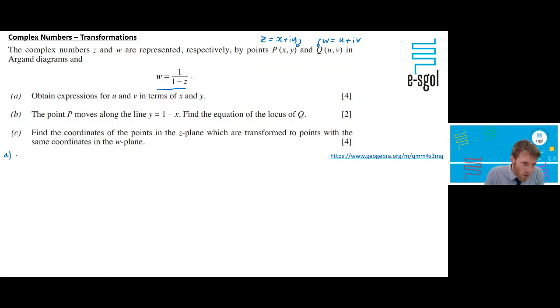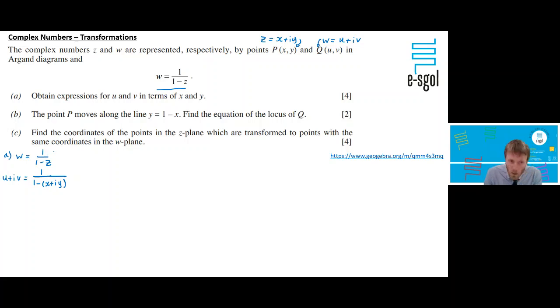So I'll just copy the equation down. w equals 1 over 1 minus z. And I've just written down what w and z are at the top. So I'm going to put them in place. So w was u plus iv, and z is x plus iy. So that's the first step, replace the w and the z with the complex numbers that they represent.